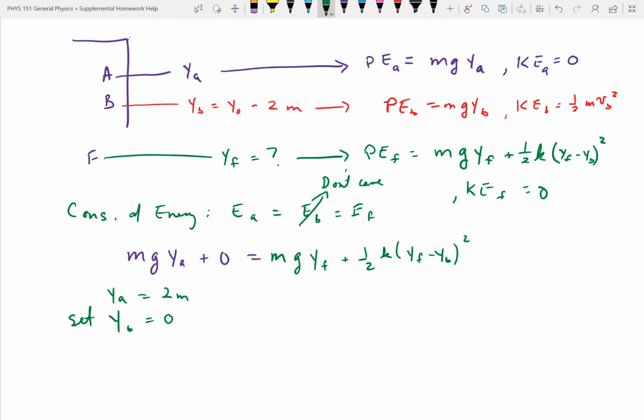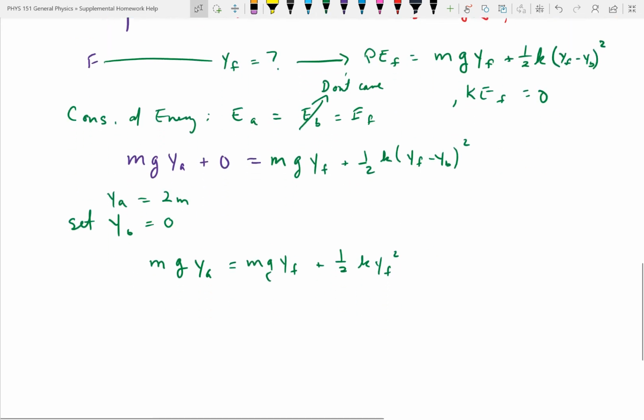And then I'll put in my numbers. So I'll have mass times gravity times, and I'm still putting in ya, equals mass times gravity times y final plus 1/2 K y final squared. How would you solve this for y final?